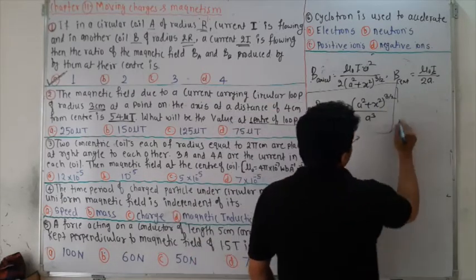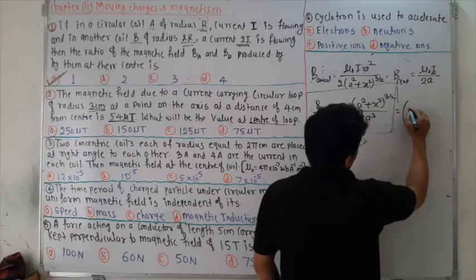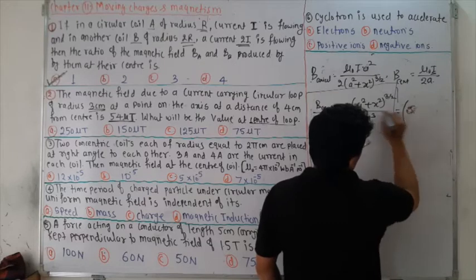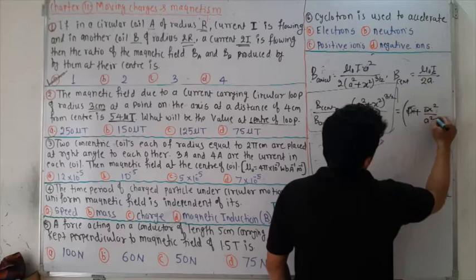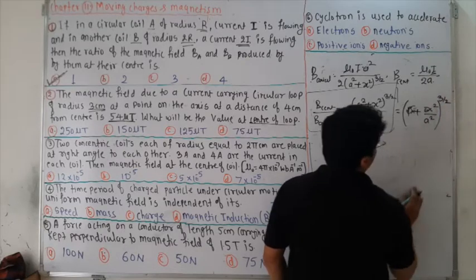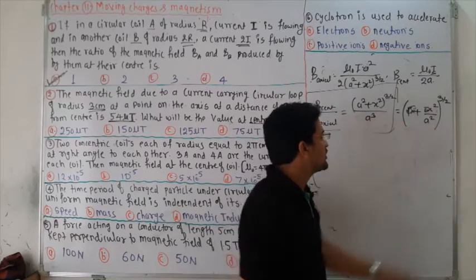And this can be written as, just write it down, it becomes A square, so A square cancels out, so 1 plus x square by A square, raised to 3 by 2. So just convert into the simple form. Know the mathematics and calculate here.